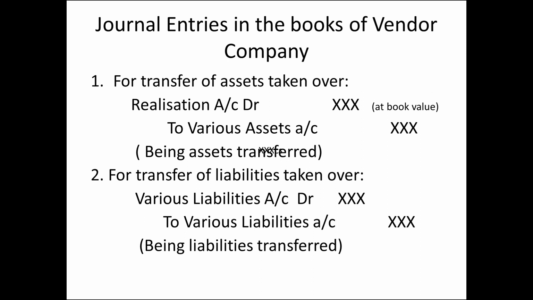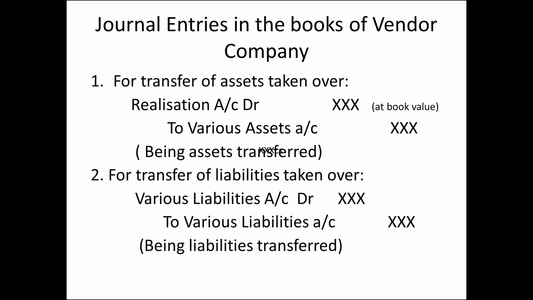In this case, first of all, we have to post entries, then you have to prepare ledger accounts. Now, in detail, we will see what are the journal entries to be passed in the books of the vendor company. Vendor is nothing but the selling company, right? For this, nearly 13 entries are to be passed in the books of the vendor company.